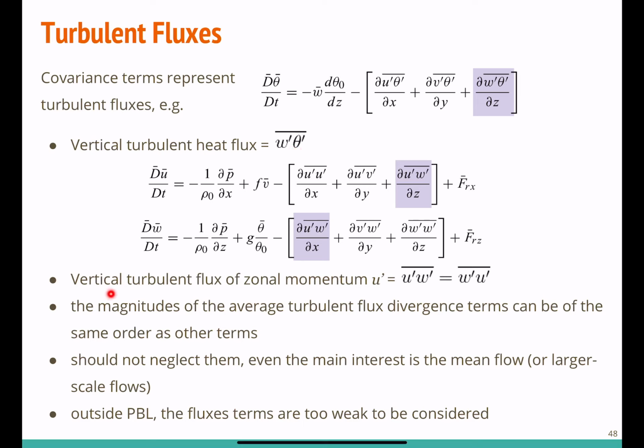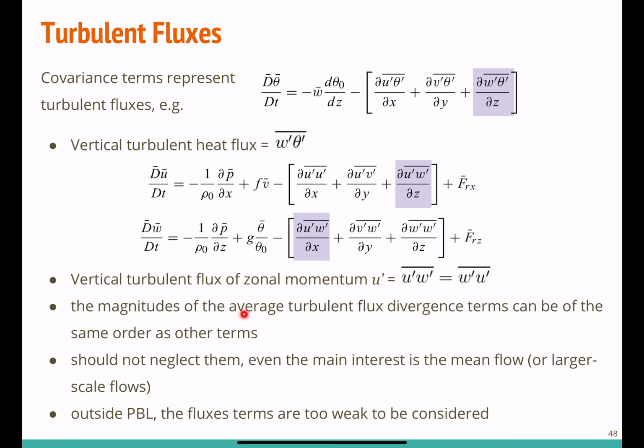We also have the vertical turbulent flux of zonal momentum. The meaning of this is that W prime, the turbulent vertical motion, is transferring the horizontal turbulent motion to different levels. It's the same as this one. And the magnitudes of the average turbulent flux divergence: by divergence, we are talking about differentiating the covariance term with x, y, z. That's called the divergence terms.